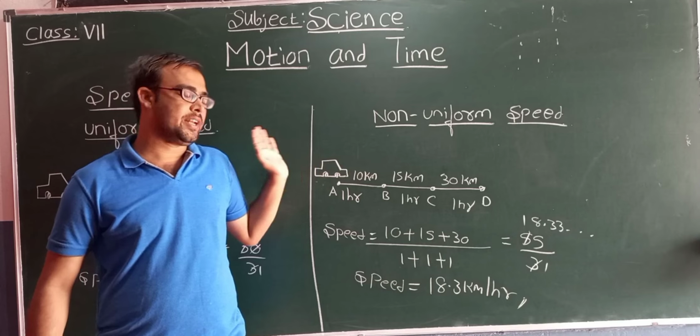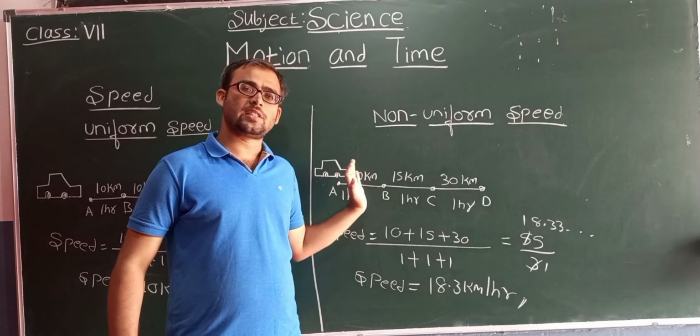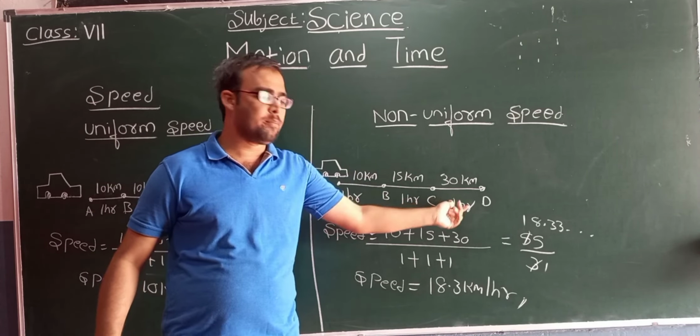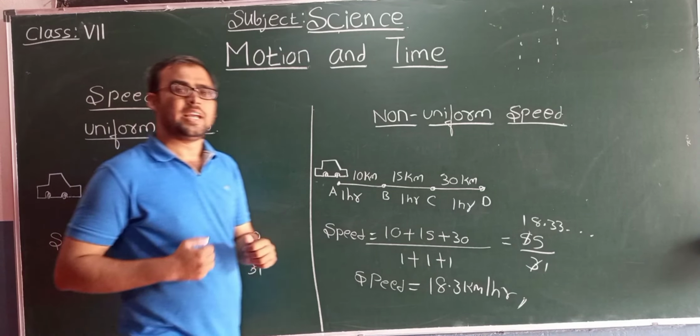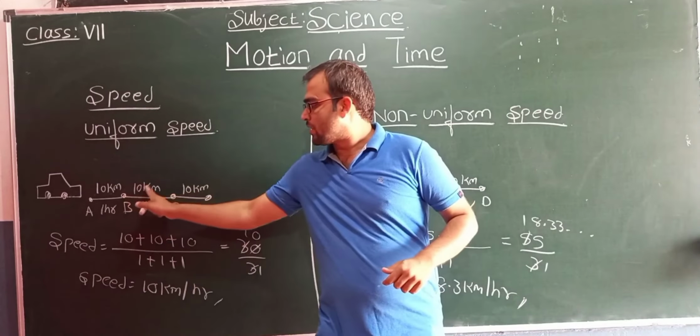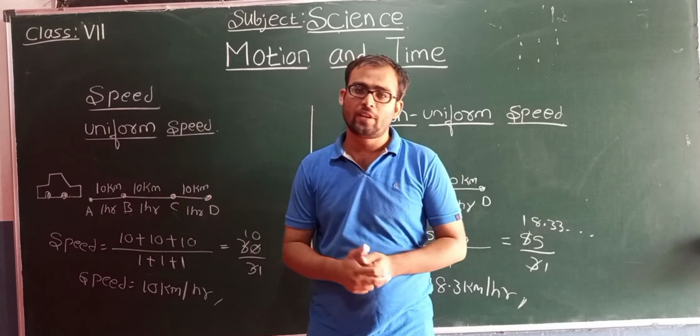Why? Because it is not covering equal distance in equal intervals of time, and this is called as what? Uniform speed. Why? Because it is covering equal distance in equal intervals of time.